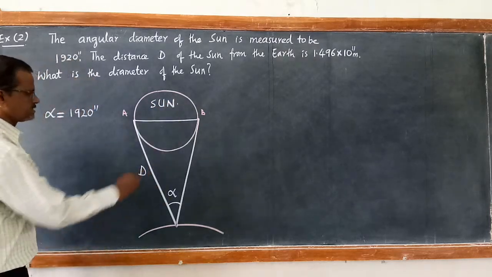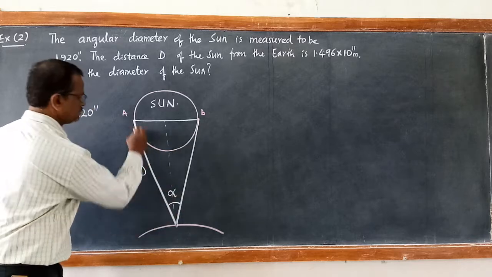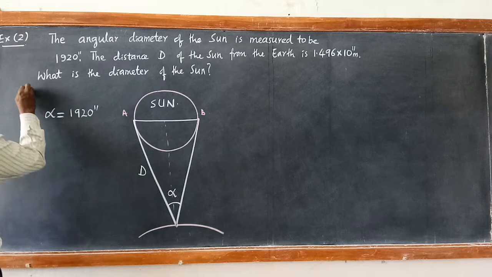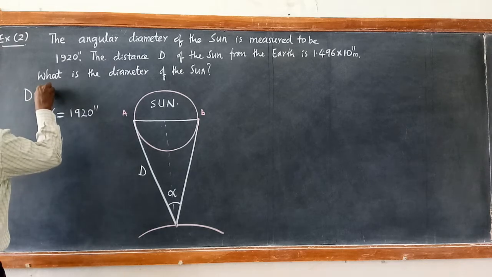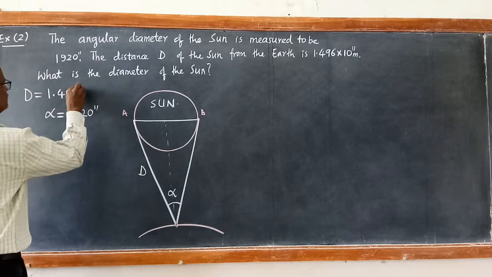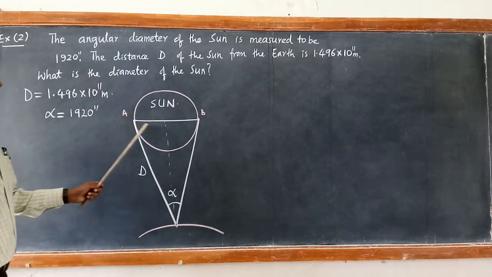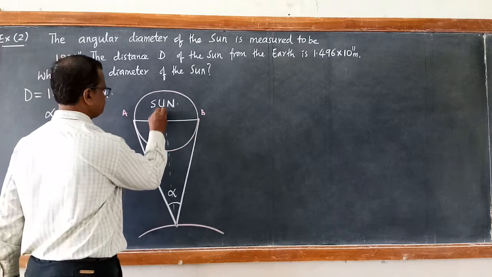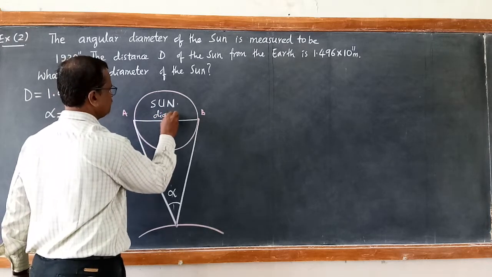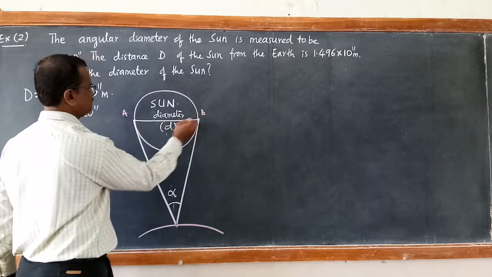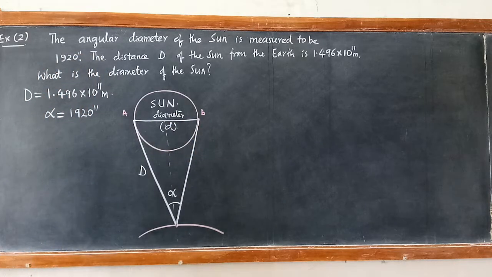And the distance d of the sun, same as this one, is given as 1.496 into 10 raised to 11 meter. You are asked to find out the diameter of the sun. This is the diameter. You can call this diameter as D. What is the diameter of the sun? Again, first you convert this into radians.